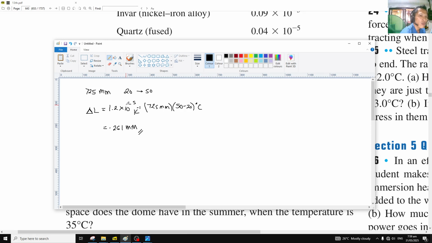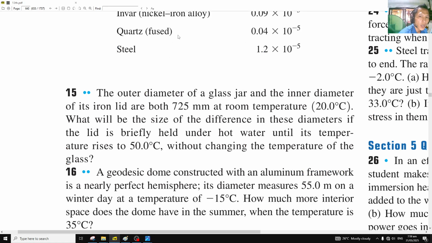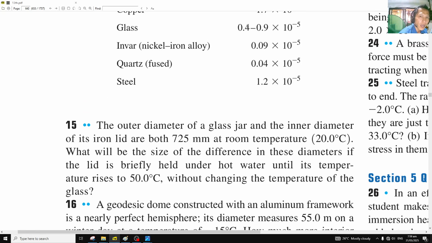Of course, your glass also expands, but not that much. Maybe the glass expansion I mentioned is for quartz, 0.04. Sorry, for glass it is larger, 0.4 to 0.9 expansion for glass. So the glass also expands a little.